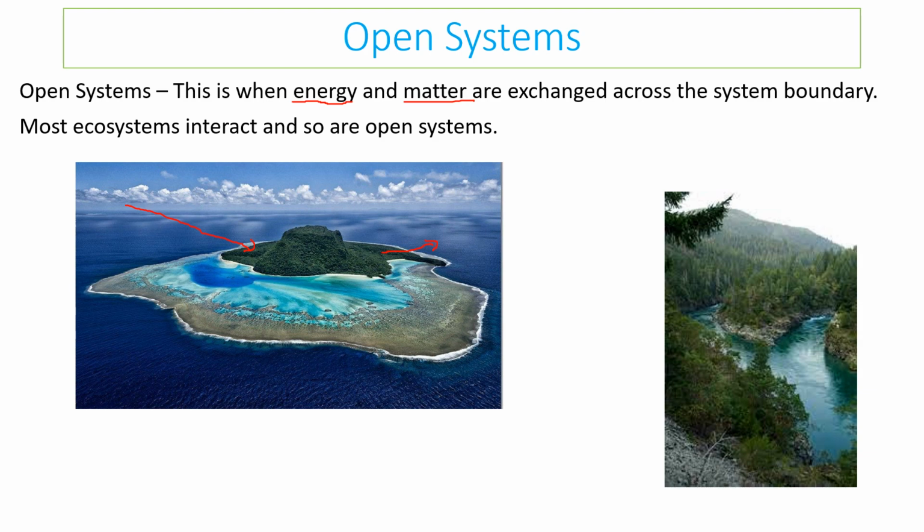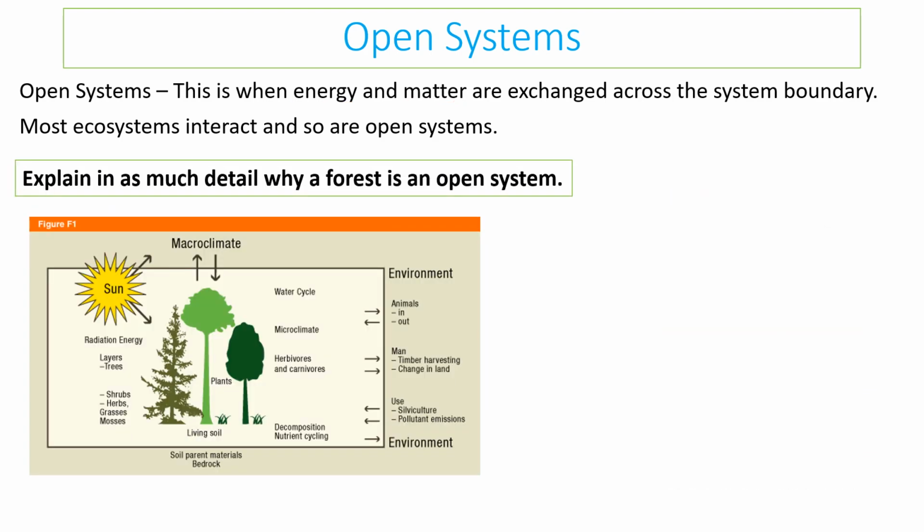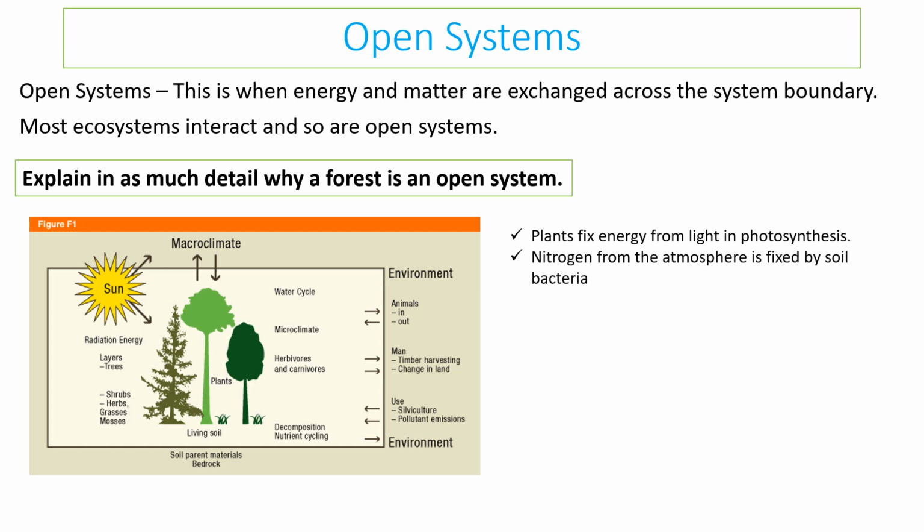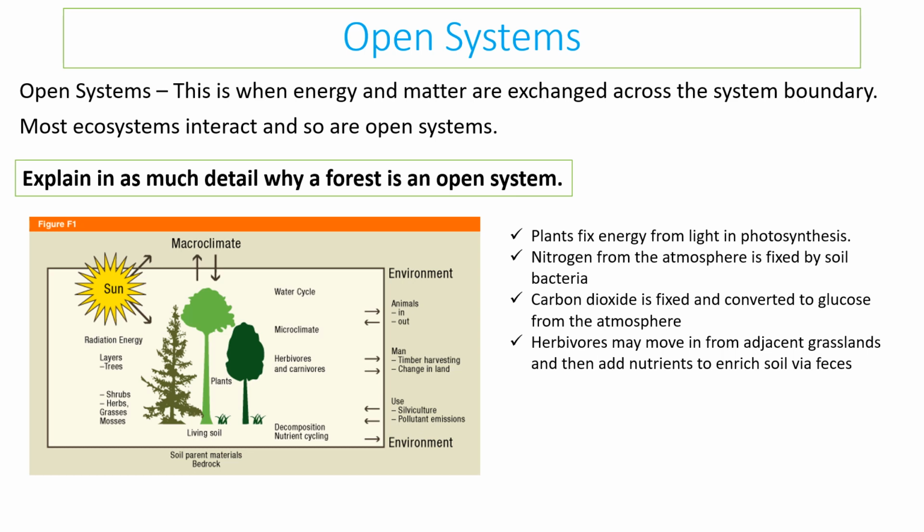A question that often comes up is to explain in as much detail as possible why a forest is an open system. These are just some of the answers you could have. Plants fix energy from light in photosynthesis. Nitrogen from the atmosphere becomes fixed by soil bacteria, which can then be absorbed by leguminous plants, and that introduces nitrogen into the food chain. Carbon dioxide is fixed and converted to glucose from the atmosphere in photosynthesis, so it comes out of the atmosphere into the solid material of the plant and the biomass.